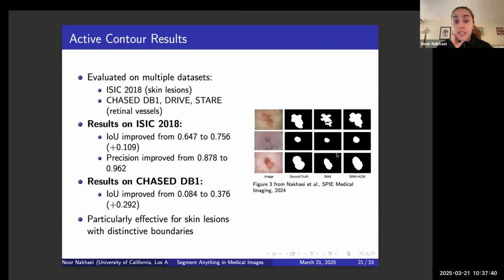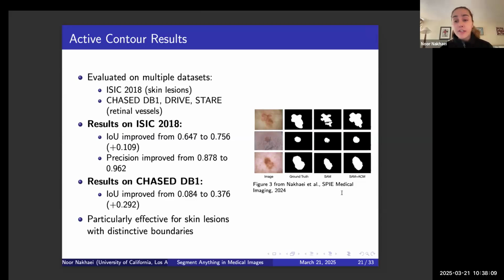One was ISIC, the skin lesions that you see the results for here, and the other one was the retinal vessel images, which I have not included results for, to move faster. What we saw was an IOU, or intersection over union, improvement from 0.64 to 0.75 for the segmentation. Here you see some results, and the precision improved from 0.87 to 0.96.